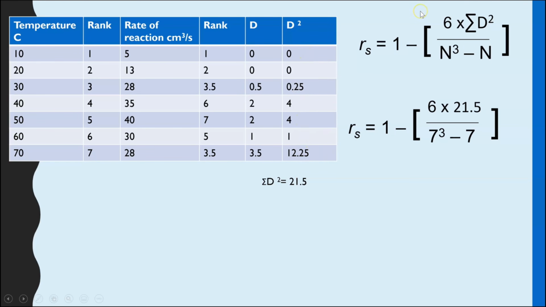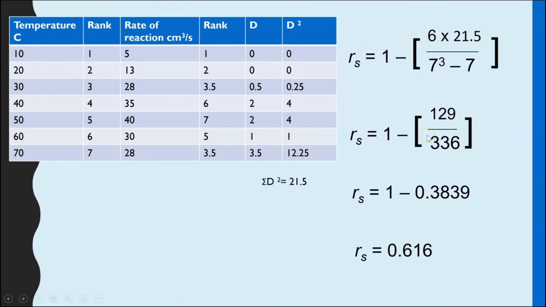And now we can input that into the formula. So 6 times 21.5, and n was our number of pairs, and we had 7. So then if we actually do that stage, this is what we'll be dividing by. And our final RS value is 0.616.